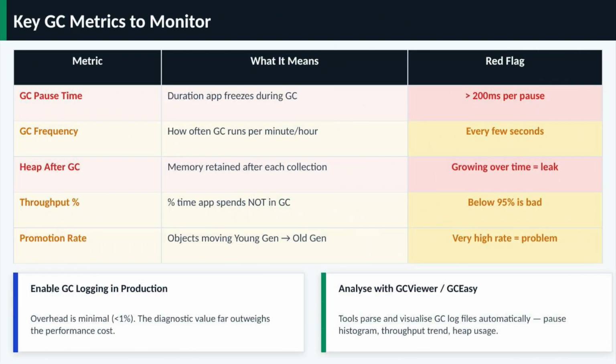These are the key metrics you want. When analyzing GC logs, focus on 5 metrics: pause time, frequency, heap after GC, throughput, and promotion rate. These 5 numbers reveal most JVM memory problems. Easy memory trick: think of them as the vital signs of JVM health.